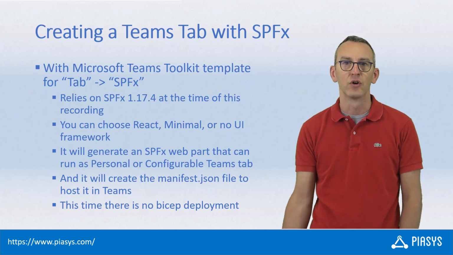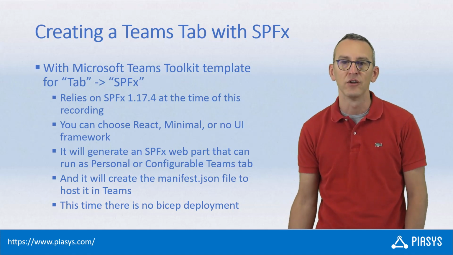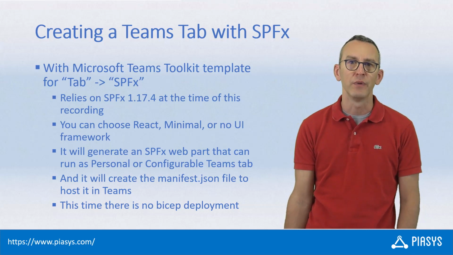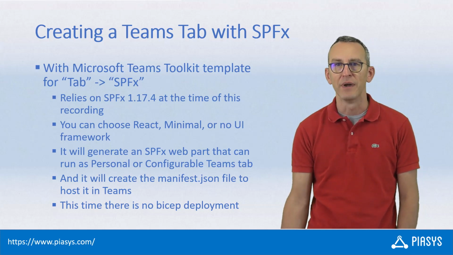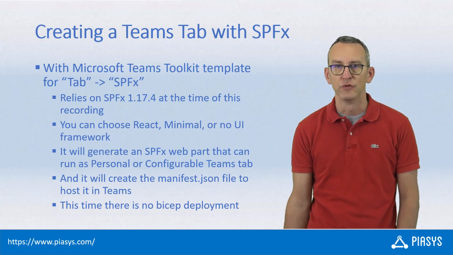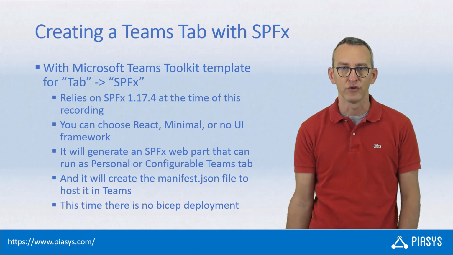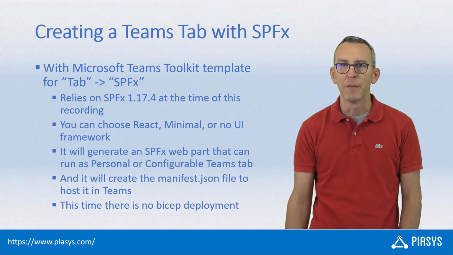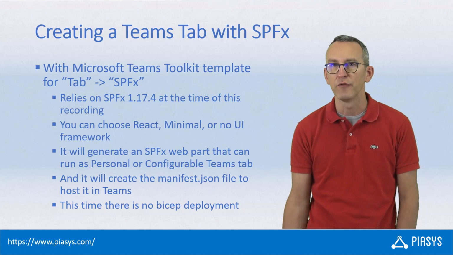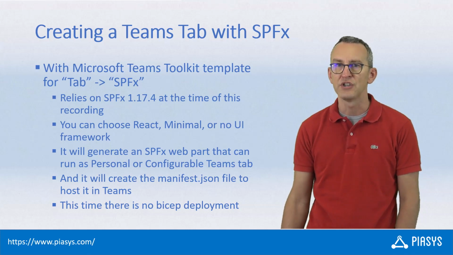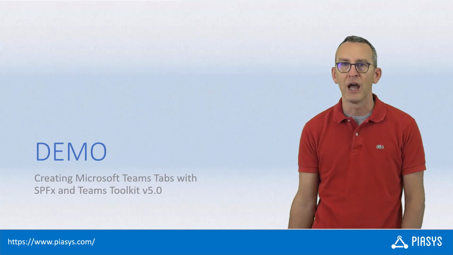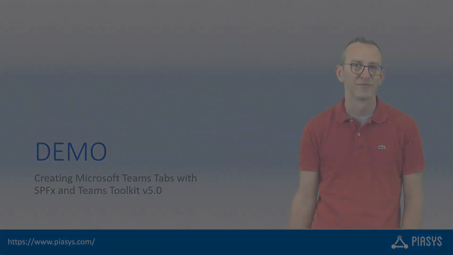At the time of this recording it will be a 1.17.4 release of SharePoint Framework, and you can then focus on developing your web part, which will become a tab. The Teams Toolkit will create for you the manifest to do the automated provisioning of your solution, and you will not need any Bicep template because there are no Azure resources. In fact, the SharePoint Framework hosting will be on the SharePoint Online side. So let me move to the demo environment and let me show you how to create such kind of solutions.